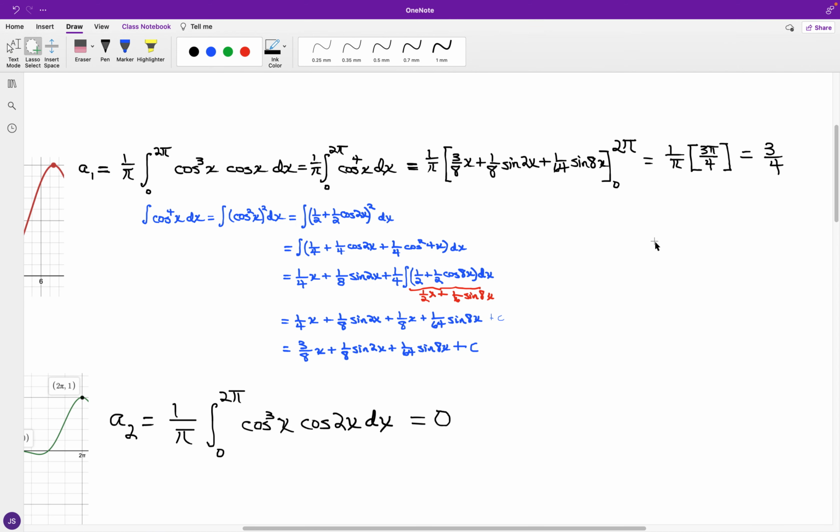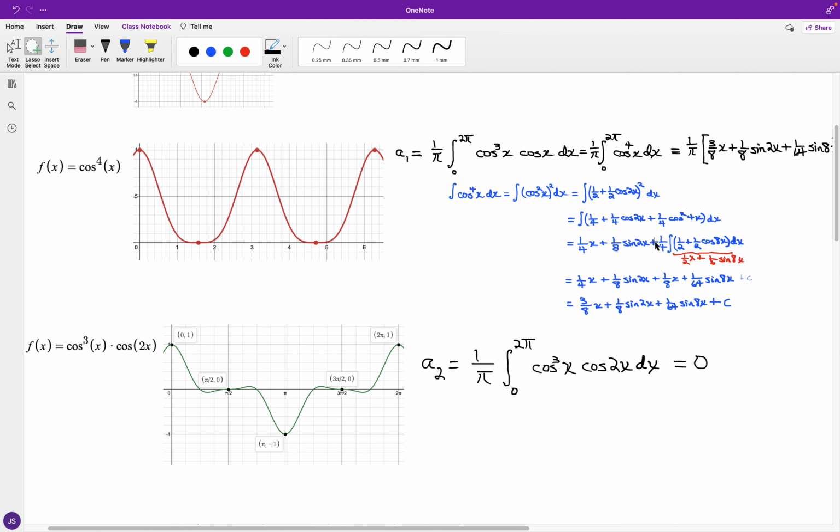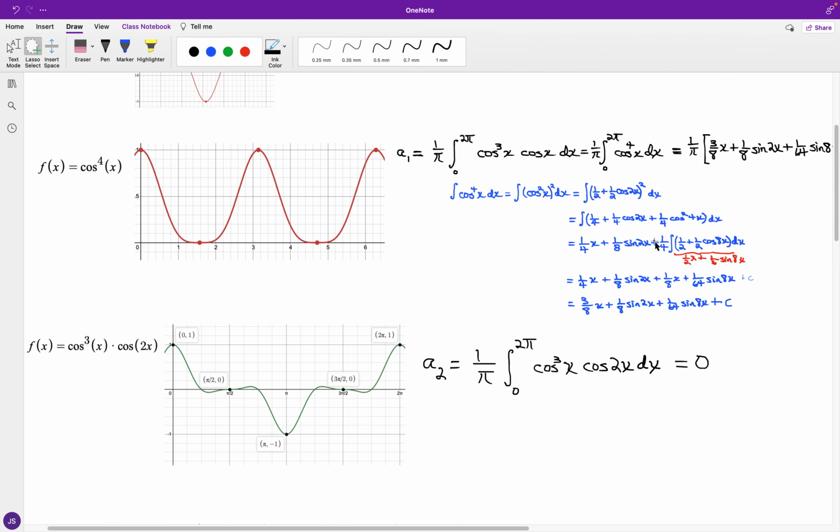And looking at what we have for a sub 2, this is going to cross over to where we have f of x equal to the cube of the cosine of x times the cosine of 2x. And for this one, we're going to have as much area above the x-axis as what we do under, so we have another additive inverses type situation. So we can go ahead and say that a sub 2 is equal to 0.